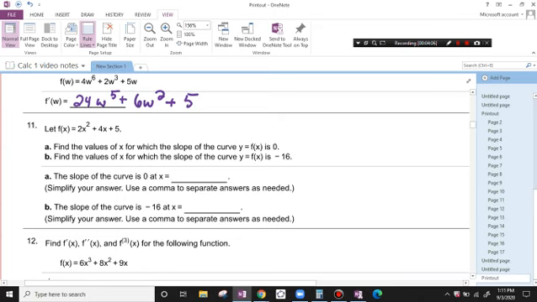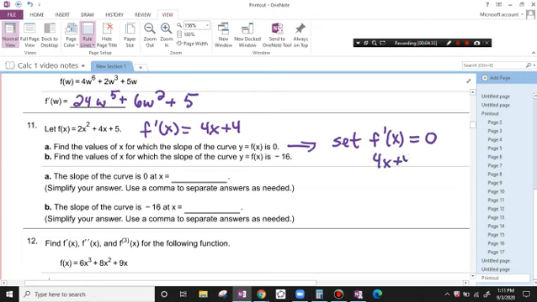Here, a type of word problem. We have this parabola function. Find the values of x for which the slope of the curve y equals f of x is 0. So the translation is: set the derivative equal to 0 and solve. Well, let's find the derivative first. f prime of x in this case is 4x plus 4. Now if I set 4x plus 4 equal to 0, 4x equals negative 4, divide both sides by 4, x is negative 1.